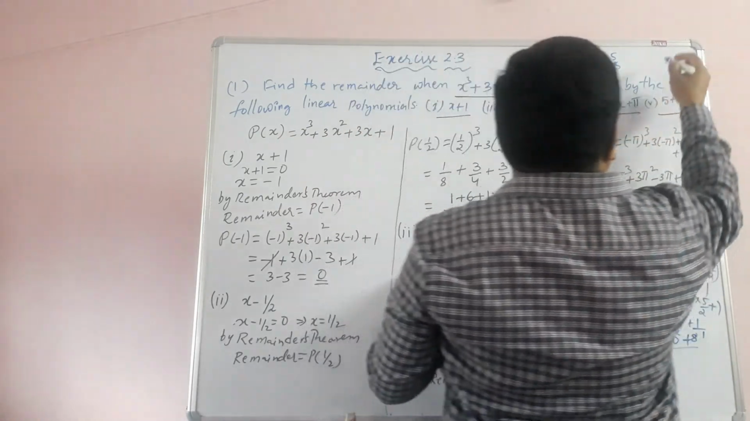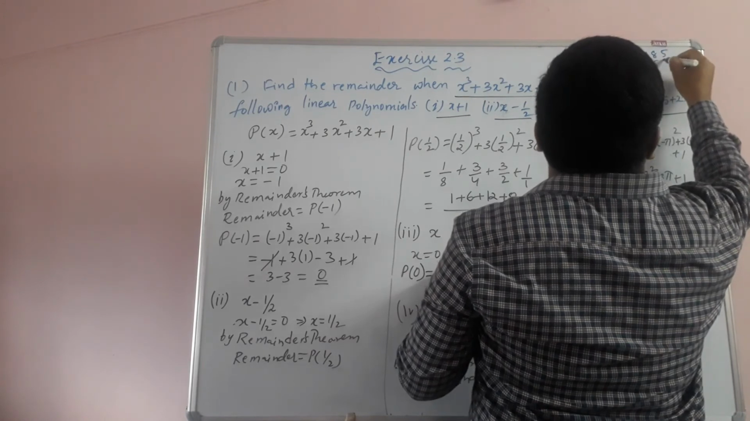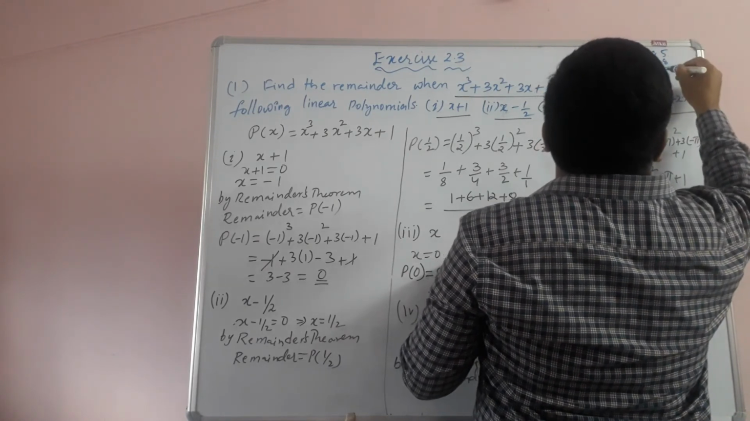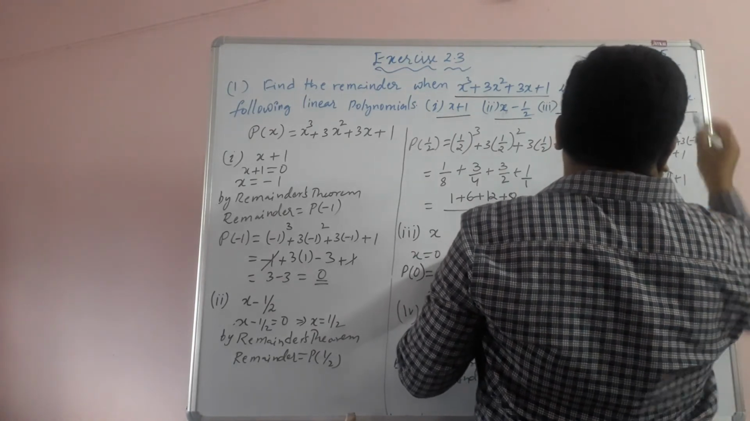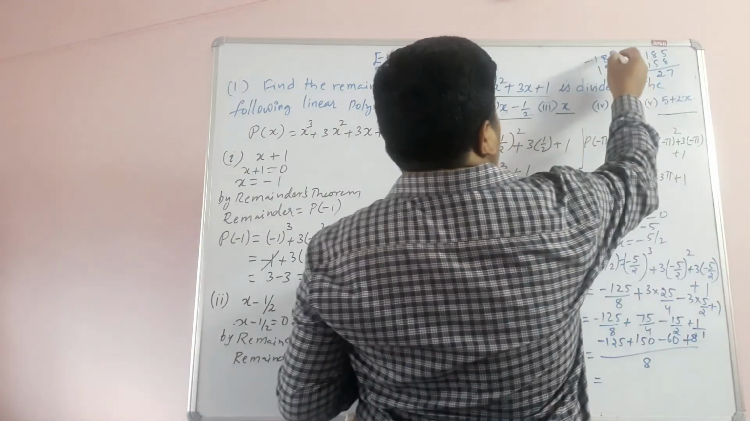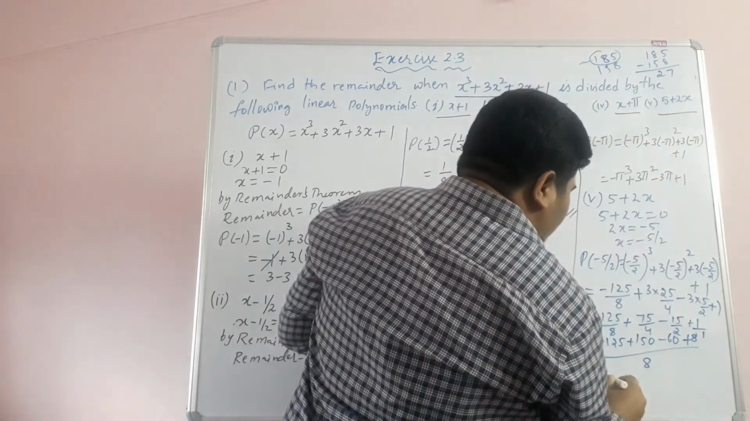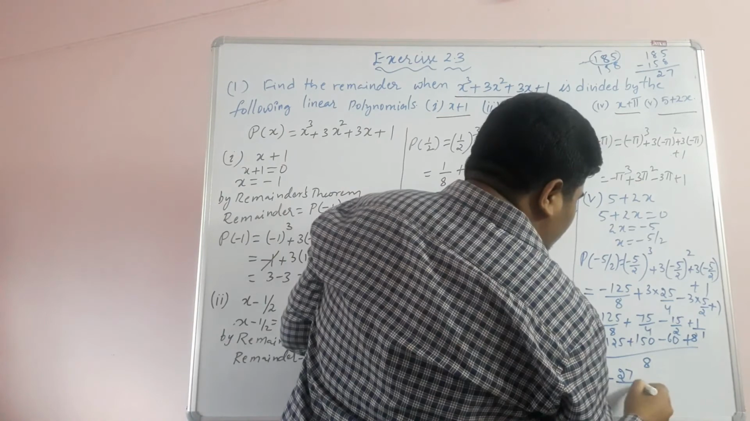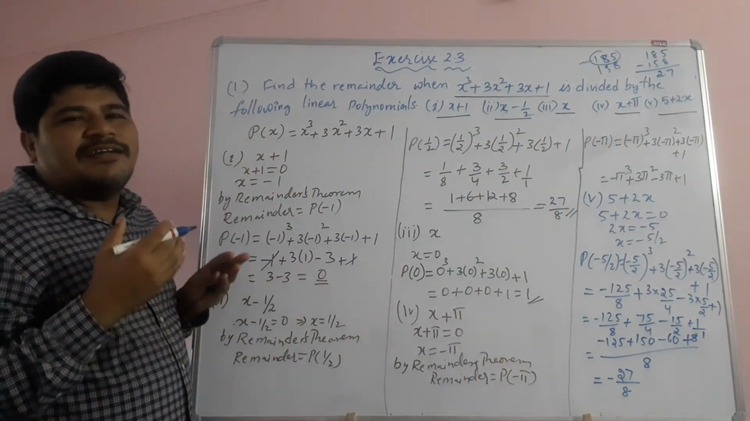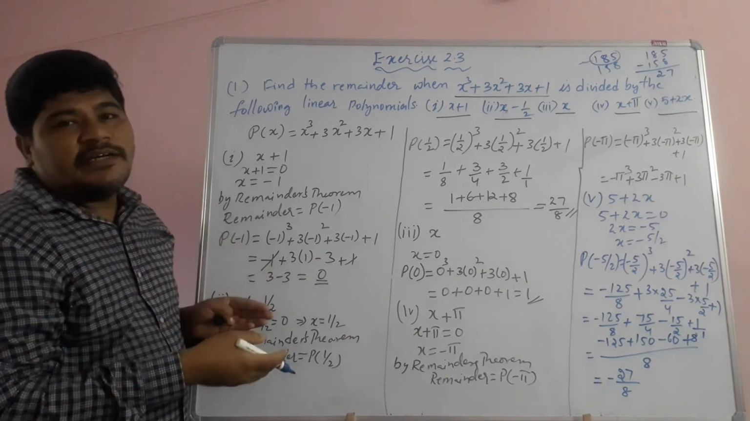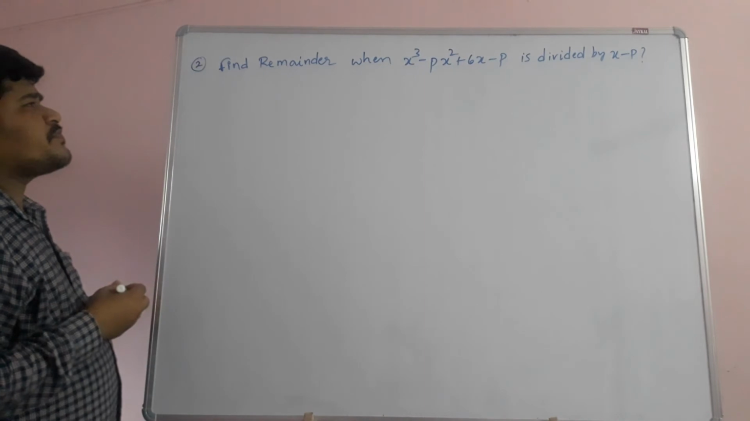Okay. So children, 185 minus 158. Okay. So children, here 185 is having the minus symbol, so the result will be negative. So your remainder is minus 27 by 8. So children, in this way we will find the remainder by using the remainder theorem. Now let's see problem number 2.